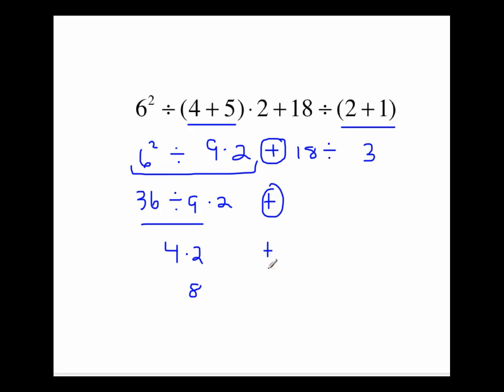So this plus sign just keeps coming on down. Now working behind the plus sign, that's a division problem. 18 divided by 3 is 6. So that plus 6 can just keep coming down to the end where I can finally add it to 8 and get 14.